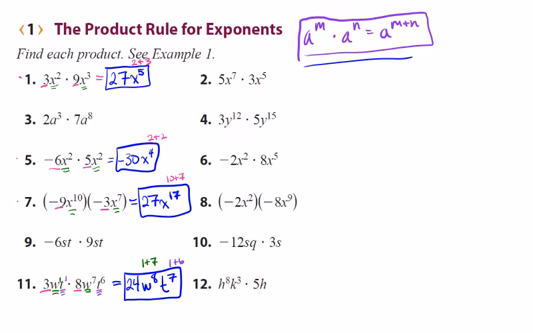All right, so let me know if you have any questions on that. But that's the product rule of exponents.